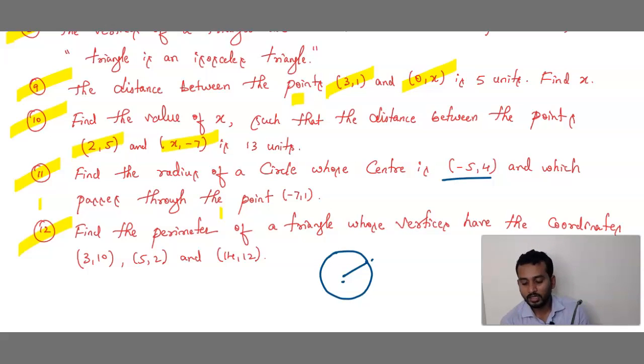Next question. Find the perimeter of a triangle whose vertices have the coordinates (3, 10), (5, 2) and (14, 12). ABC, he is asking for the perimeter. What do you mean by perimeter? Sum of all the sides. Perimeter means you should add all 3 sides. Separately find AB, BC, CA and add all the values, that is nothing but the perimeter. Perimeter of triangle ABC is AB plus BC plus CA. In all the cases we have discussed till now, we have applied only the distance formula.